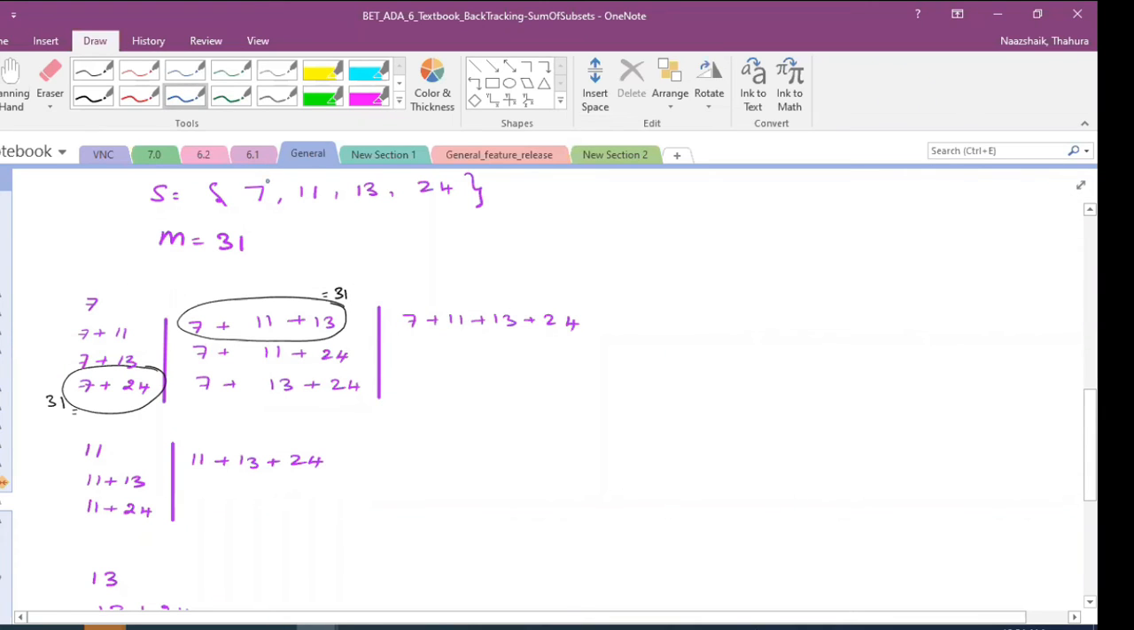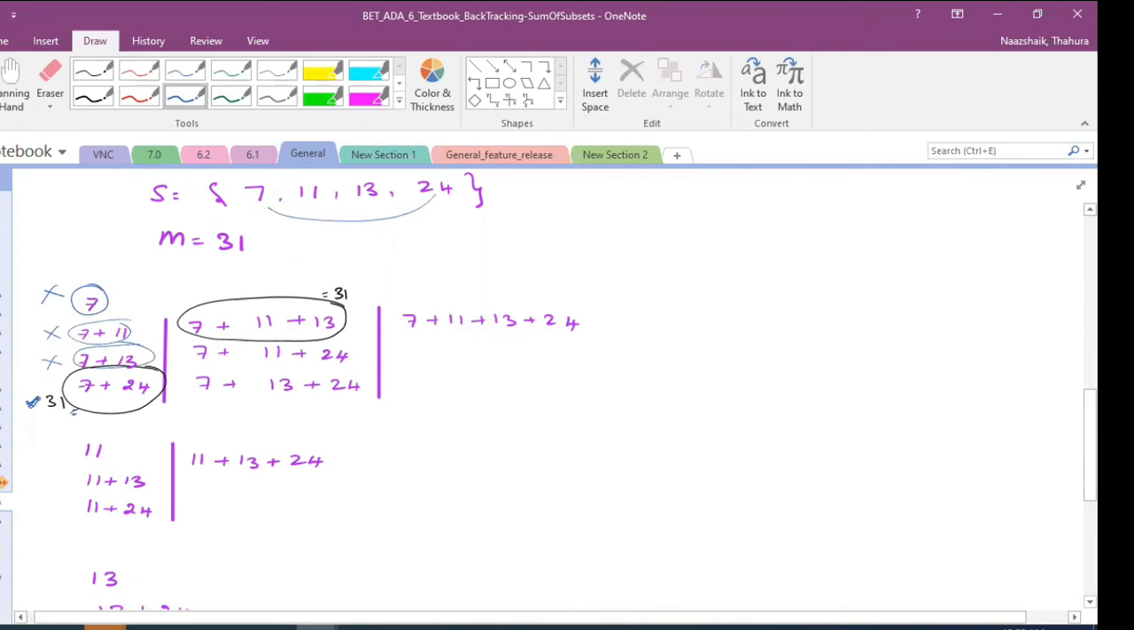It can be, first you pick one number, a single number, 7. You'll say, is it equal to 31? No. So you discard this. Then you pick a combination of two numbers, 7 plus 11. Is it 31? No. You pick 7 plus 13. Is it 31? No. Then you see, okay, 7 plus 24. Is it 31? Yeah. You got this combination, which was correct.